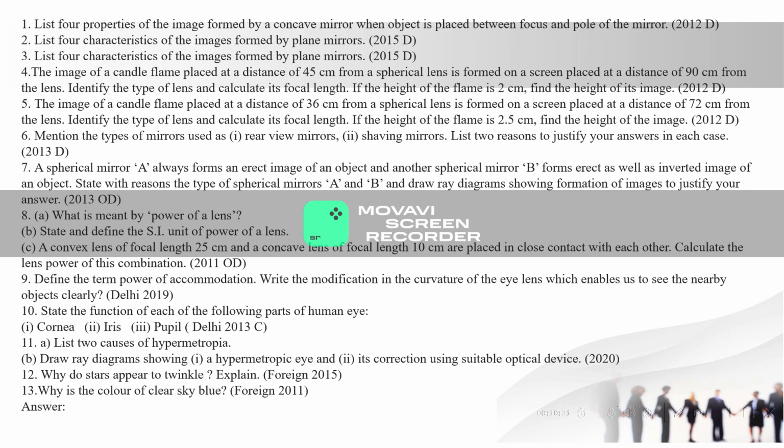Like that, I have mentioned some questions. List 4 properties of image formed by concave mirror when object is placed between focus and the pole of the mirror. 4 characteristics of image formed by plane mirrors. I have mentioned it again.